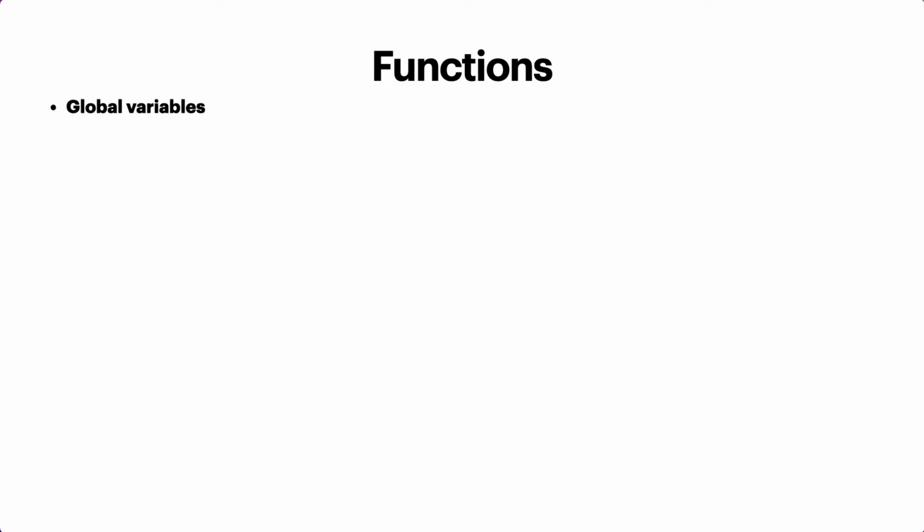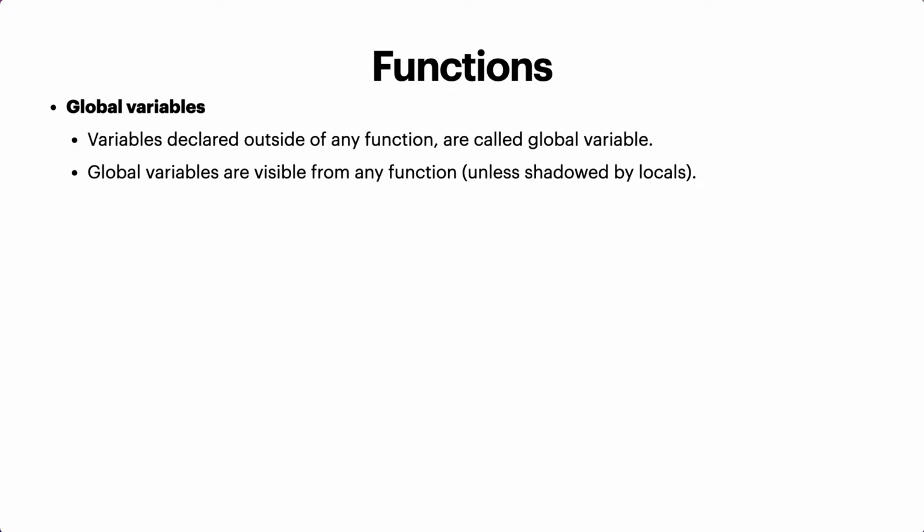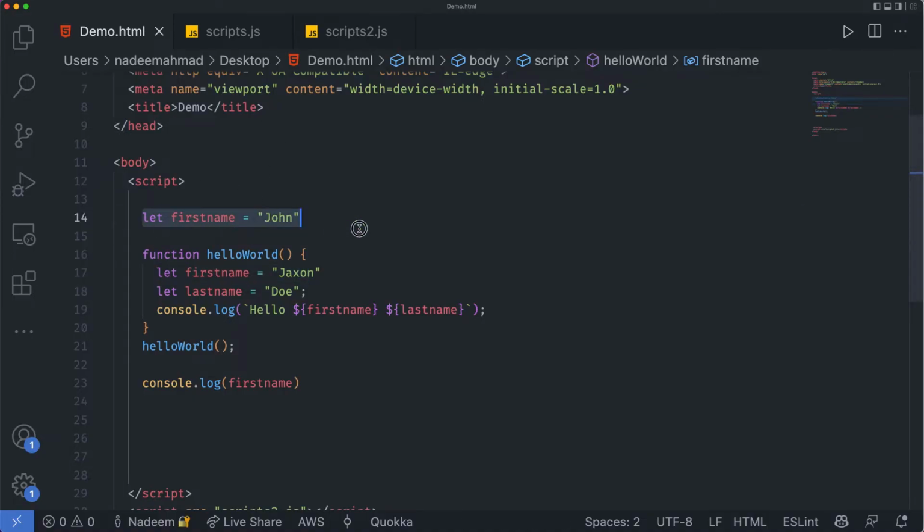What are global variables? We just talked about local variables and outer variables. Variables declared outside of any functions are called global variables. So basically the outer variables are actually the global variables. Global variables are visible from any function unless shadowed by locals. So in this case we have a first name, which is basically the global variable. This function has access to this global variable unless shadowed by an internal variable with the same name.